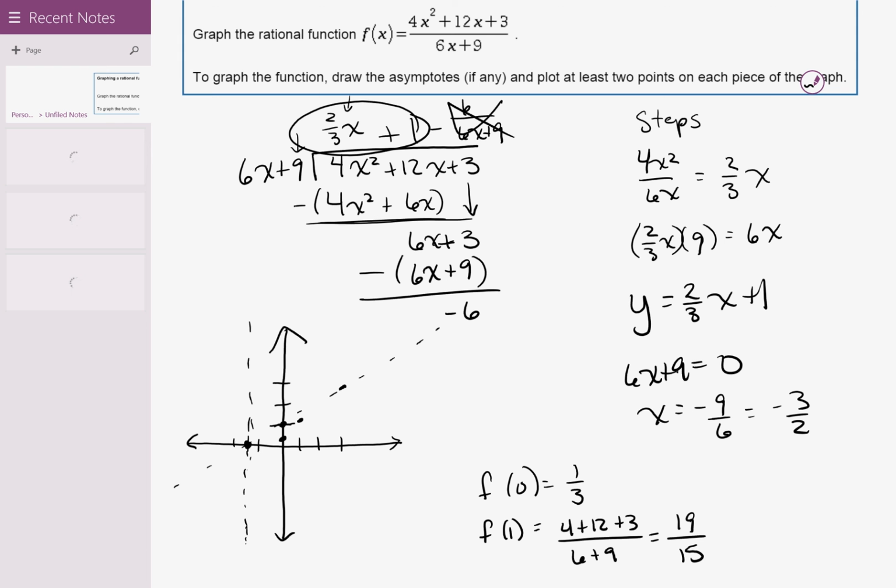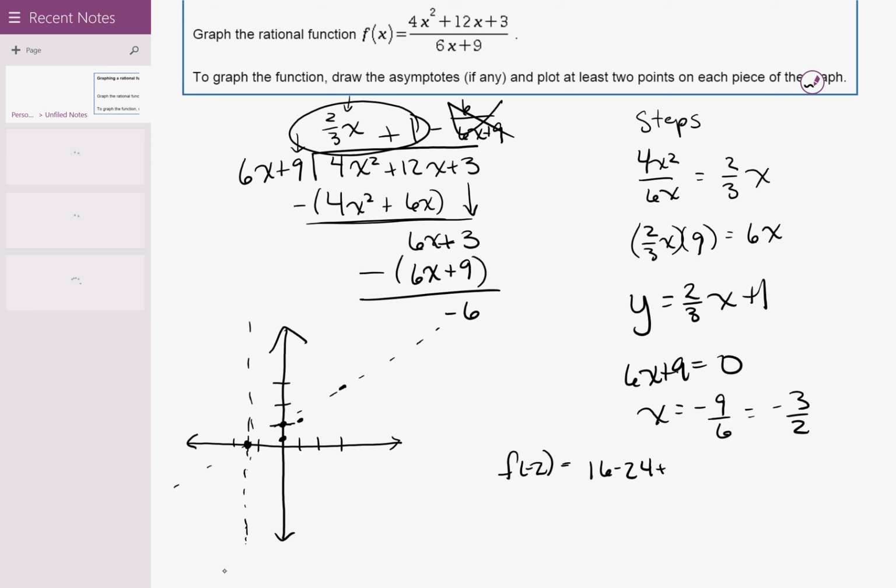Now I'm going to move out to the other side of the asymptote, and I'm going to erase my marks here so I don't have to slide down to where I can't see the function rule. I'm going to find f of negative 2, and that is 16 minus 24 plus 3 over negative 12 plus 9. So this is negative 8 plus 3 is negative 5 over negative 3. That is 5/3. So at negative 2, I have 5/3, right about there.